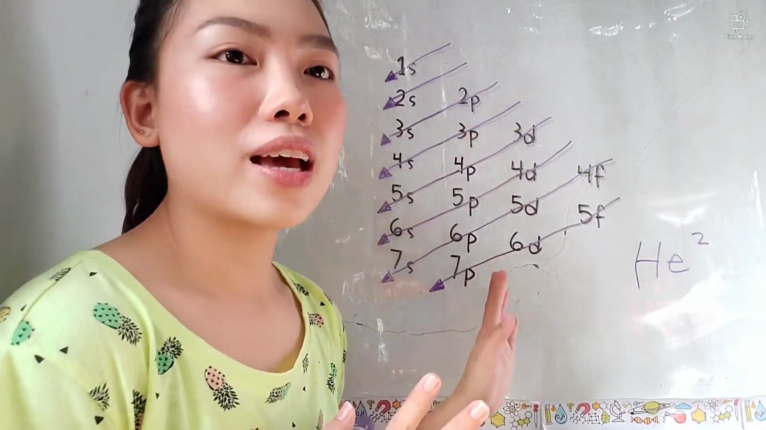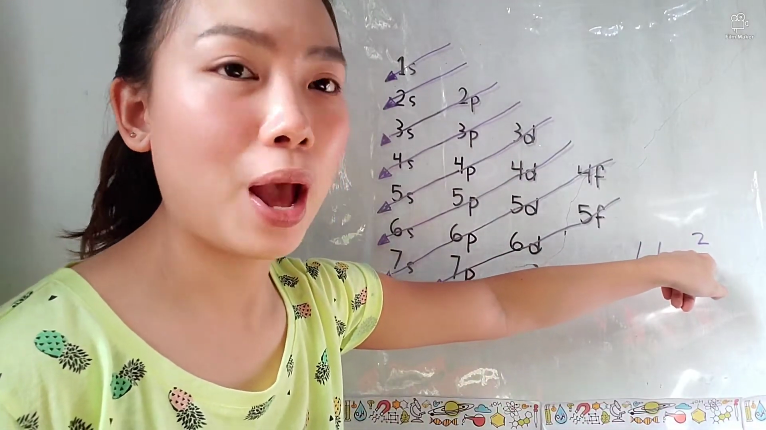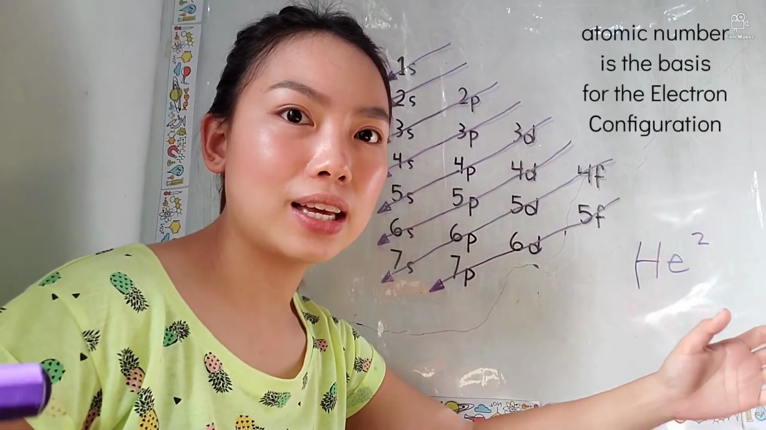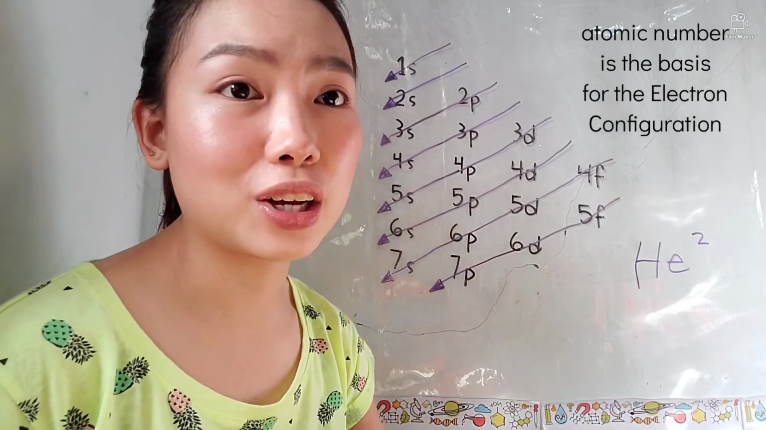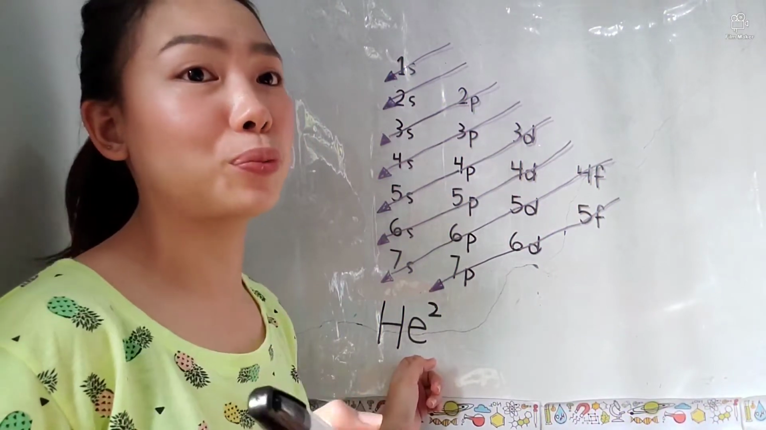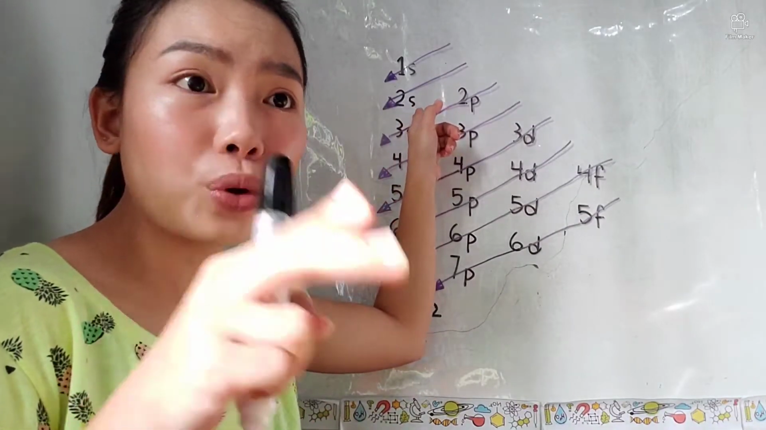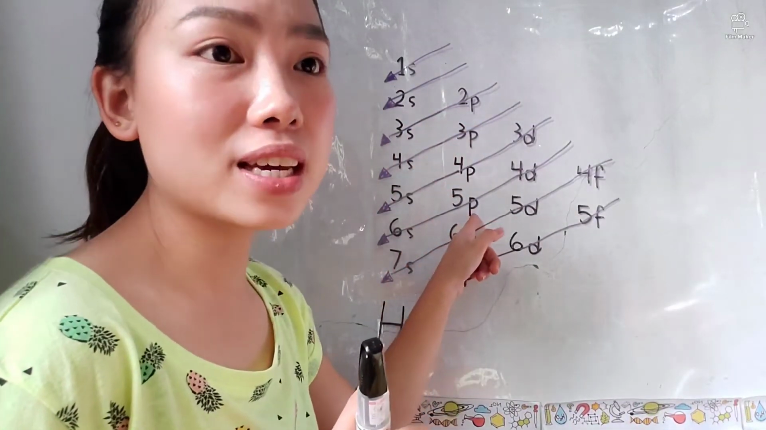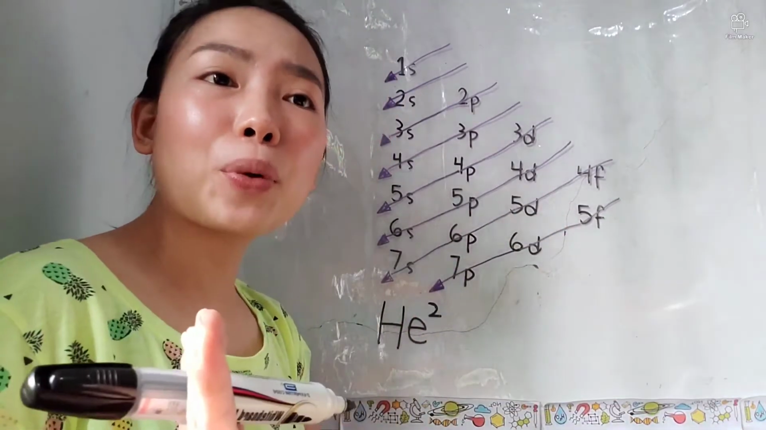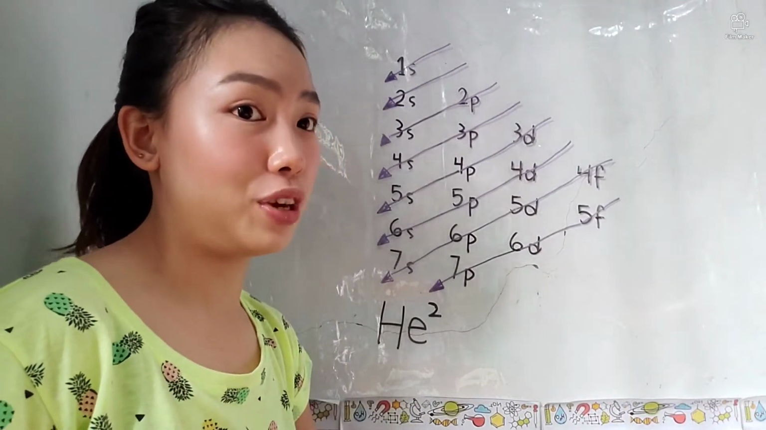Now, in making the electron configuration, you have to take a look on its atomic number. Bakit kailangan ng atomic number? Because atomic number would be our basis sa electron configuration na gagawin natin. Kasi let's again use helium as our example with atomic number of 2. Again, take note that S has a maximum number of 2, P has a maximum number of 6, D has 10, and F has 14. So, yung number ng ating subshells would be our basis to make the electron configuration.